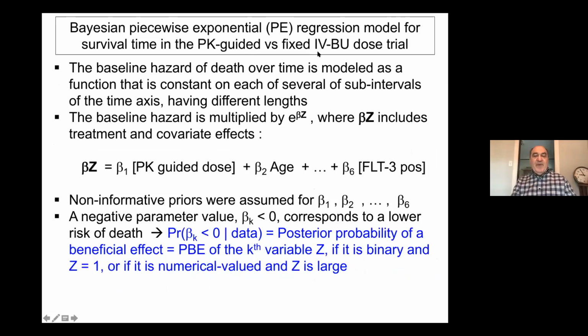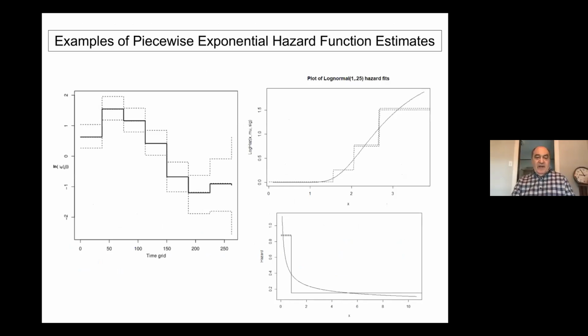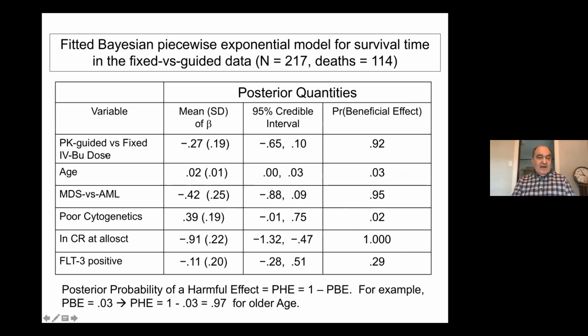So if we fit a Bayesian piecewise exponential regression model, which includes not just the PK guided dose, but age and whether they were FLT3 positive and so on, then for the parameter multiplying each covariate, we can compute this formula, which is the posterior probability of a beneficial effect. That is, if the variable takes on a value of 1, or if it's larger numerically, then that higher value of the variable is beneficial. And the piecewise exponential, here's a picture of it. It does a great job of approximating any hazard. That's technical. But here's the fitted model. And all I've done for PK guided versus fixed dosing, you see the probability of a beneficial effect. Now we're Bayesians, it is 0.92.